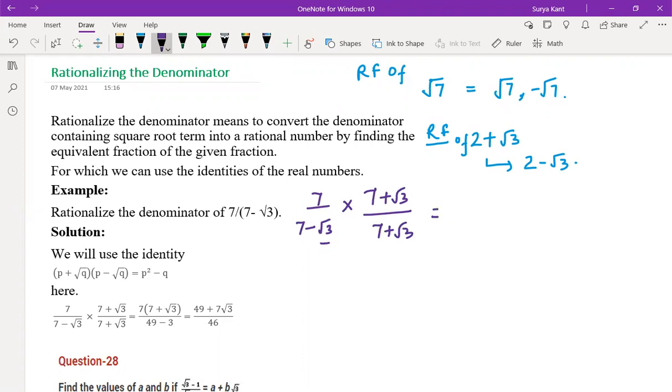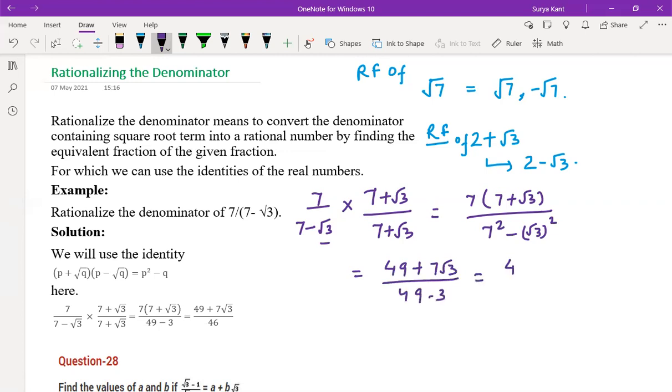Okay. So what do you get? In the numerator you will get 7 into the bracket 7 plus root 3, divided by, this is a minus b, this is a plus b, so a square minus b square. So 7 square minus root 3 whole square. You can multiply here, 7 sevens are 49. 49 plus 7 root 3 divided by 49 minus 3. That is 49 plus 7 root 3 divided by 46. So this is nothing but rationalizing the denominator. Here the denominator is not in root. So this is the end of the question.